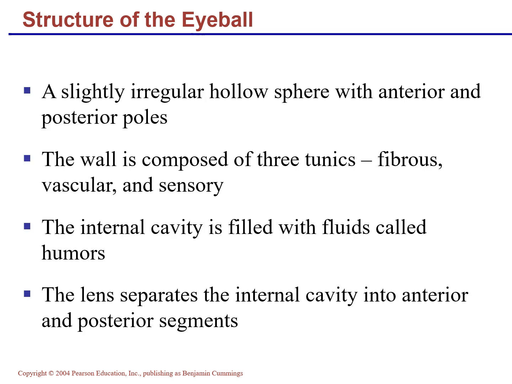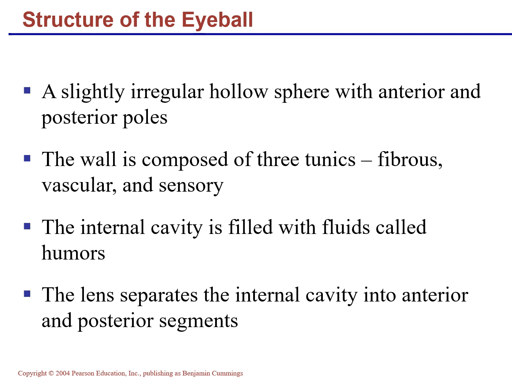The eyeball. It's slightly irregular. It's not a perfect sphere. It's hollow, and it's filled with humors so that the hollow structure doesn't collapse on itself, with anterior and posterior poles. So the anterior pole would be the cornea looking out into the world, and the posterior pole is where all the nervous tissue gathers in the back.